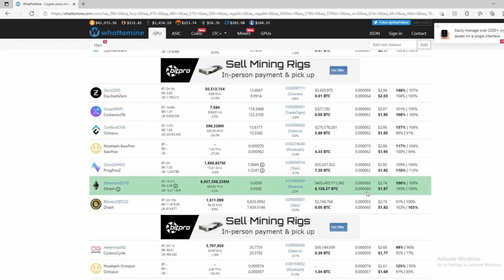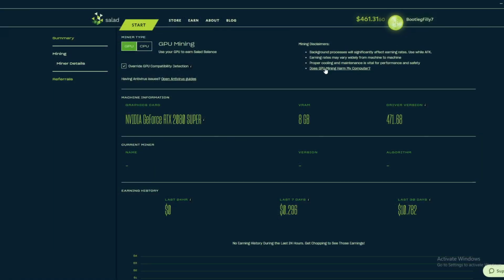And as you guys can see here, a 2080 Super makes about $2.74 a day, and I profit about $2 a day with this graphics card. Now, that may seem confusing to some of you, but that's just to check out your earnings, because I know a lot of people want to know how much you're going to be making per day, and Whattomine is the best calculator in my opinion.